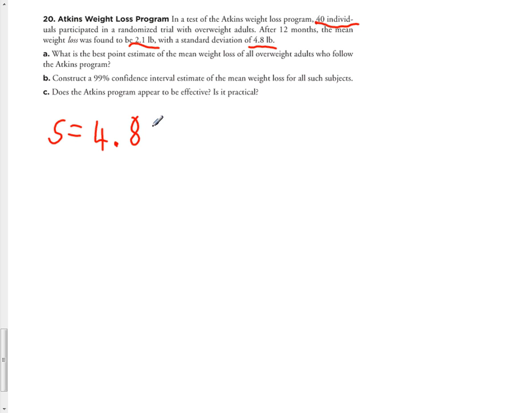And let's see what else we have. We also have the mean for those 40 individuals, which is x bar. The sample mean is 2.1 pounds. And we also have the sample size. There are 40 overweight individuals. So 40.